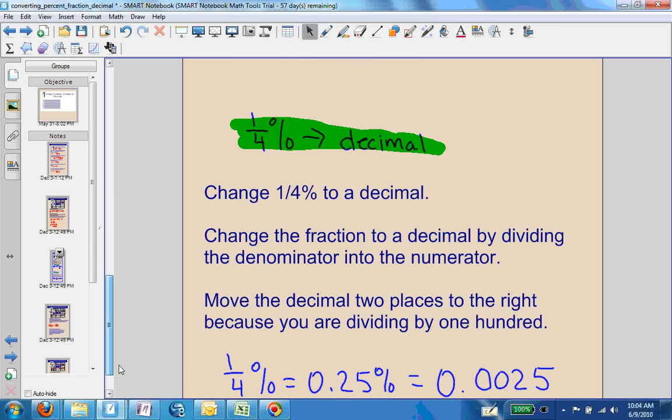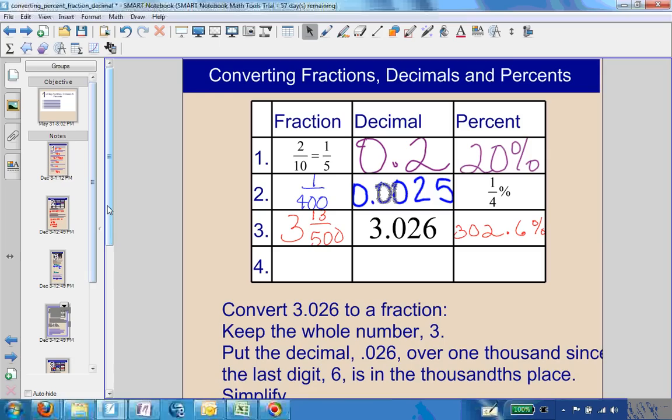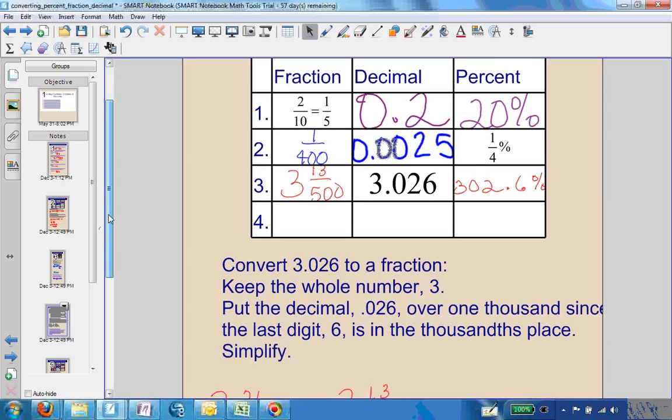If I want to change 1/4 of a percent to a decimal, I'm going to first change 1/4 into 0.25 by dividing 4 into 1. And then I'm going to move my decimal 2 places to change the percent into a decimal. Next, I'm going to talk about 3.026 and how to convert that to a percent and a fraction.